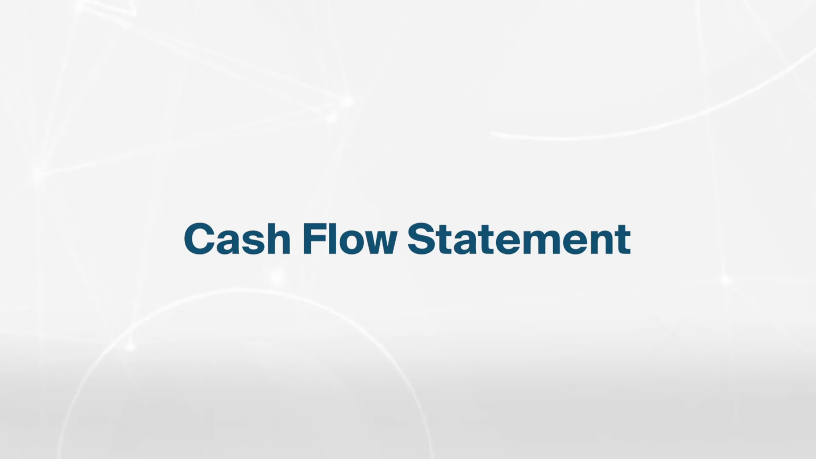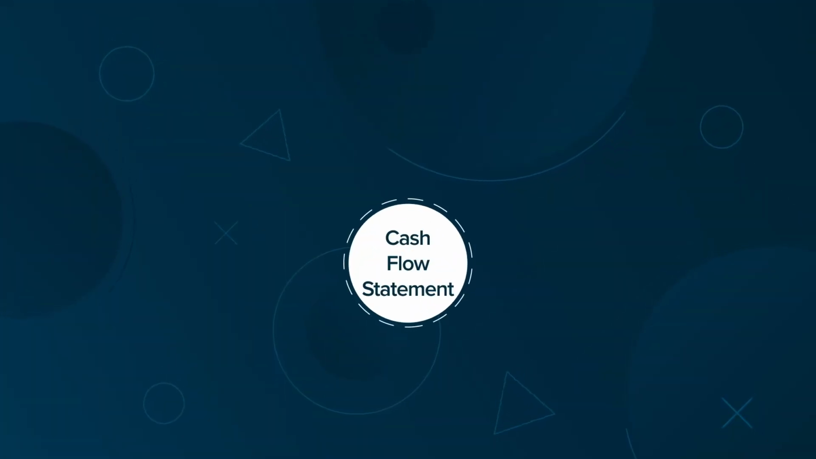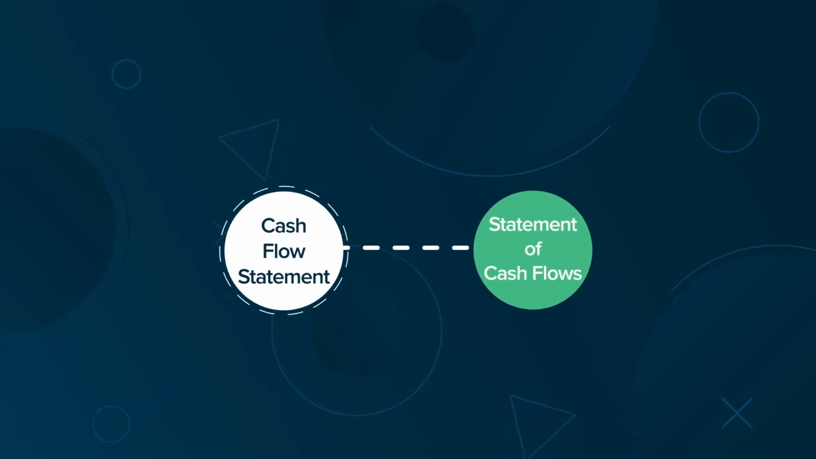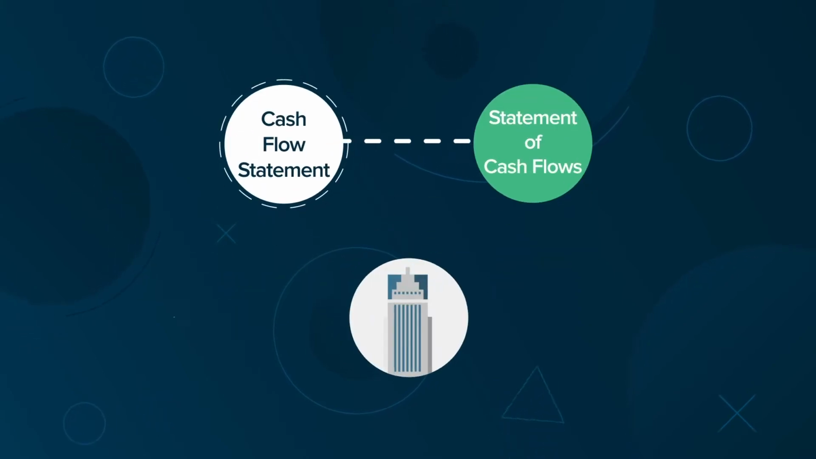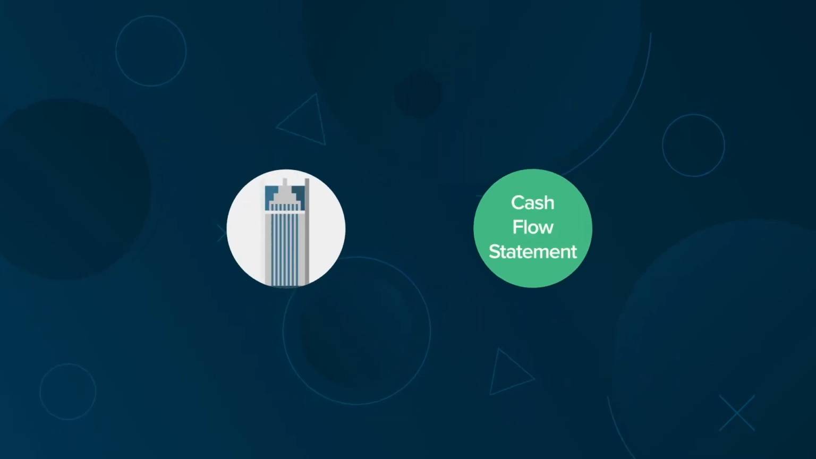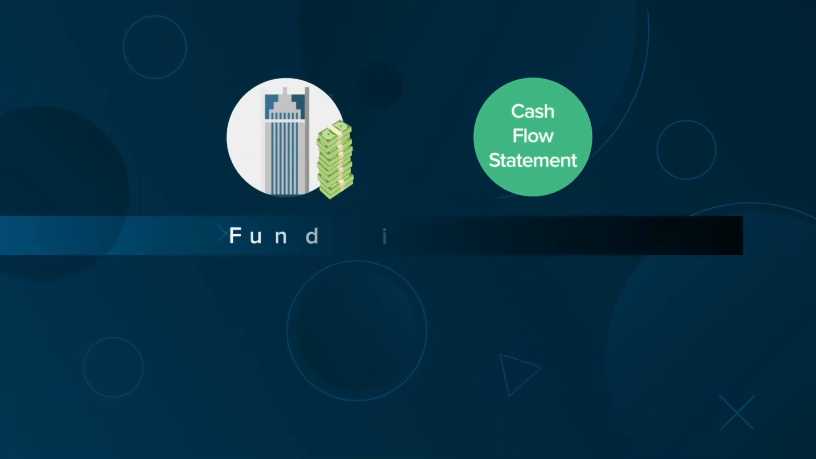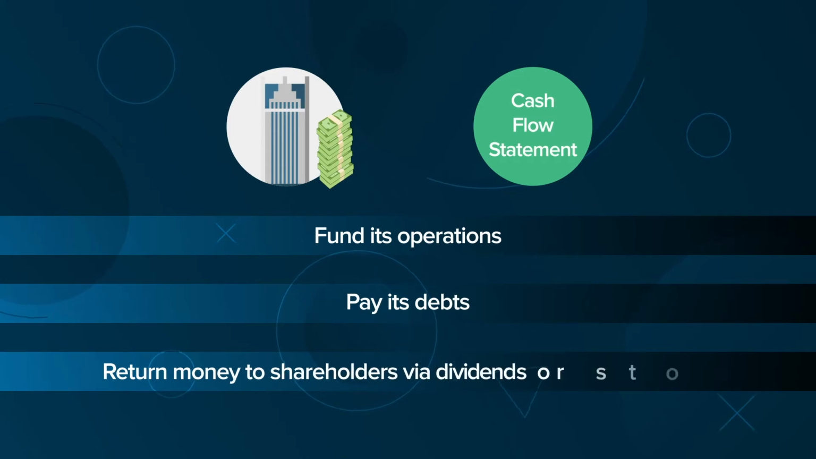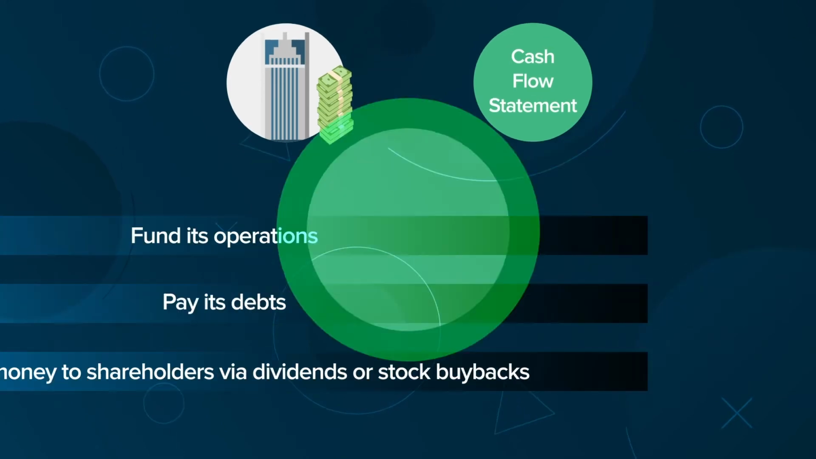In this lesson, we're going to cover the cash flow statement, also called the statement of cash flows. It is a financial statement showing how cash flows in and out of a company over a specific period of time. By looking at a company's cash flow statement, one can see whether the company has enough cash flowing in to fund its operations, pay its debts, and return money to shareholders via dividends or stock buybacks.